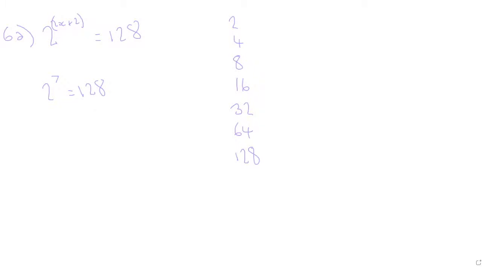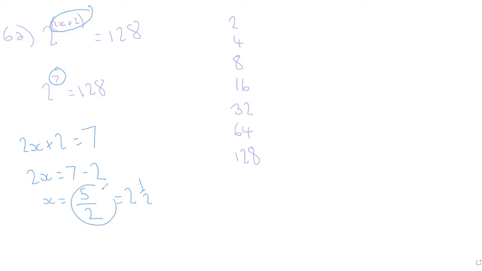So what that tells me is that this has to equal 7, right? So 2x plus 2 must equal 7. And I can just solve this like any linear equation. 7 minus 2, x equals 5 halves. So it's okay that things are fractions. You could say that this is 2.5 if you want, but 5 halves is a perfectly acceptable answer. We're allowed to leave things as improper fractions.